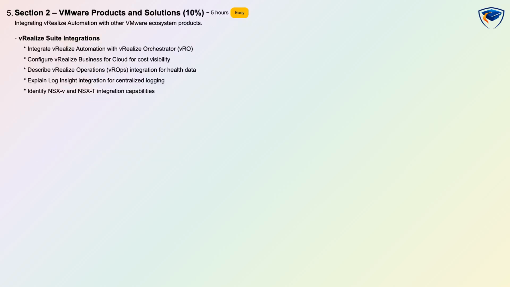Section 2 VMware Products and Solutions is 10%, rated easy, with about 5 hours of study and conceptual plus scenario-based assessments. This domain focuses on integrating vRealize Automation with the VMware suite, including vRealize Orchestrator for automation, vRealize Business for Cloud for cost visibility, and vRealize Operations for health data.